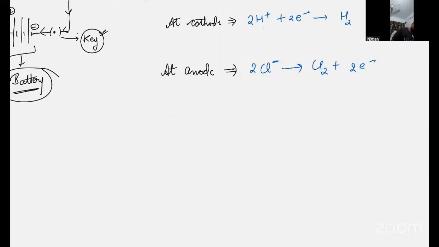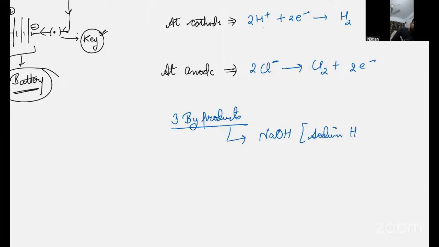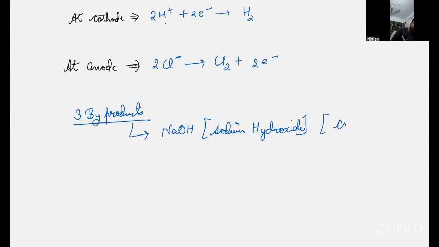So there are three byproducts that we got. First one is NaOH, which is called sodium hydroxide. It is also called caustic soda. If somebody asks you what is caustic soda, NaOH is caustic soda. We get chlorine gas also.